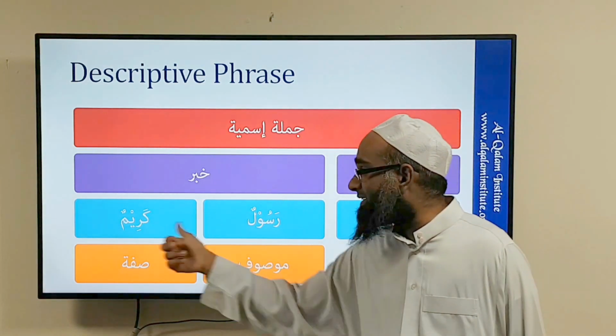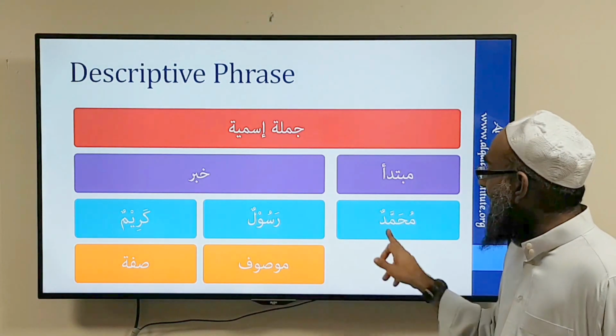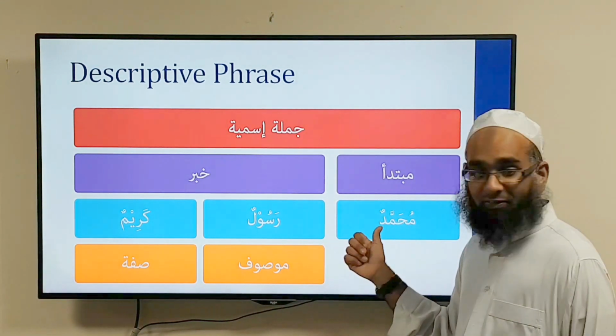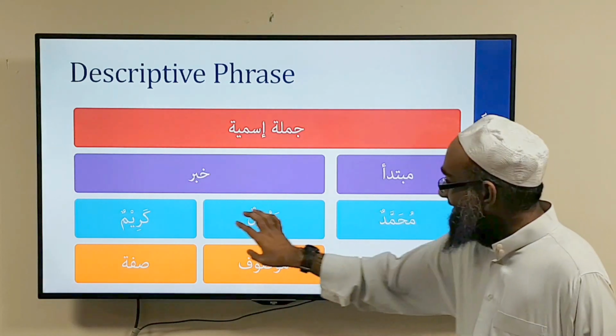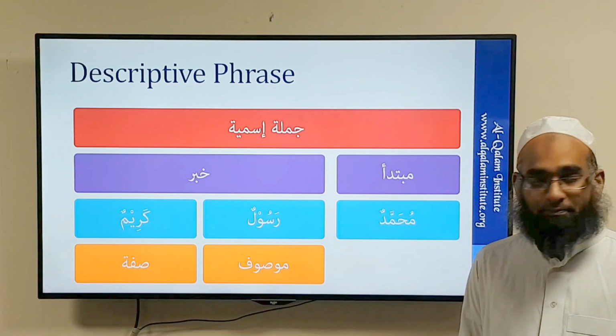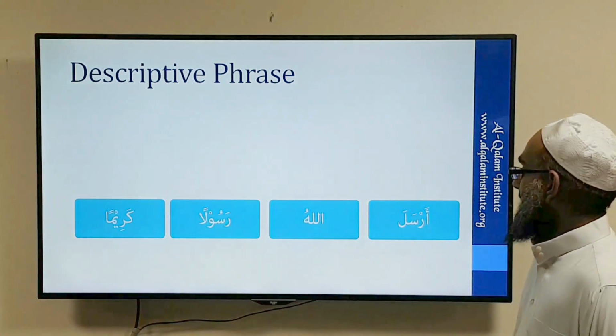And how do you know it's mousuf sifa? Because they match in all of D-I-N-G. This is not mousuf sifa. Why? They don't match in D-I-N-G. Because this is ma'rifah and this is nakira. So because this is ma'rifah and this is nakira, we know that this is what kind of differentiation? Mubtada khabar. Make sense?